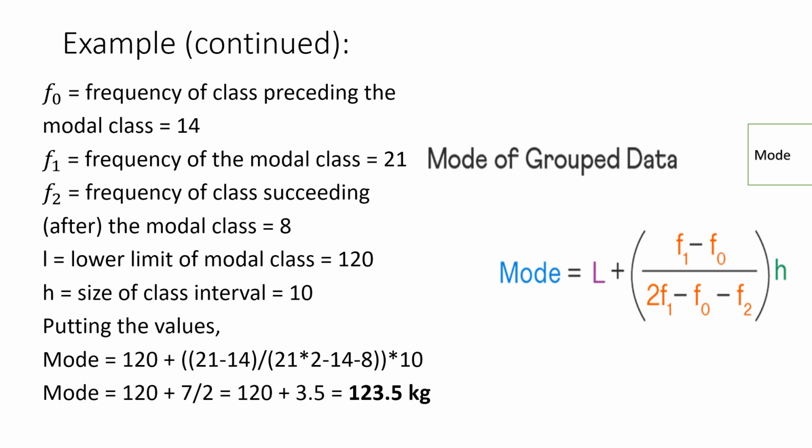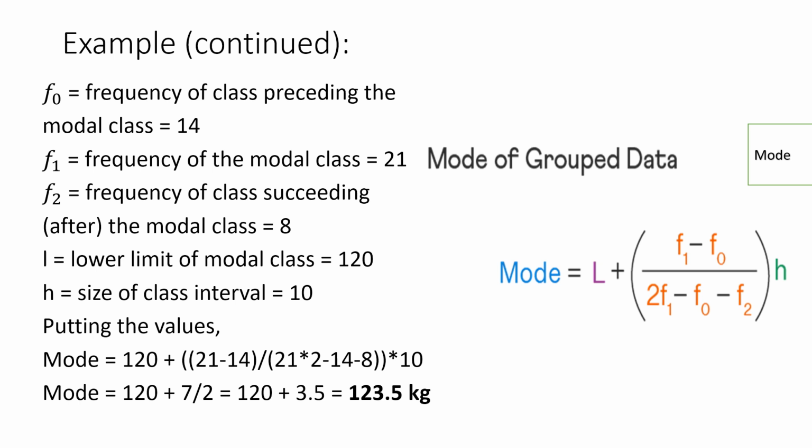Now as you know, the modal class is 120 to 130. We start from F0, F1 and F2. F0 is the frequency of the class preceding or before the modal class. The class before the modal class is 110 to 120 and its frequency is 14. F1 is frequency of modal class, which is 21. F2 is frequency of the class succeeding after the modal class. That class is 130 to 140 and its frequency is 8.